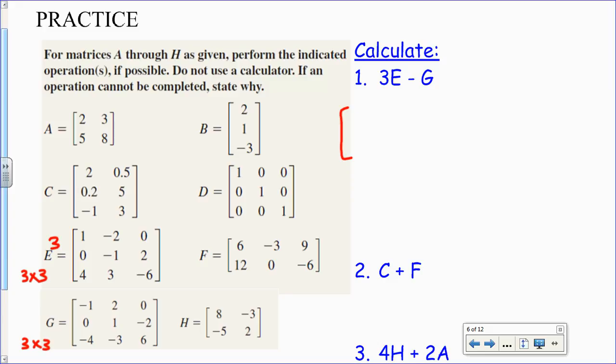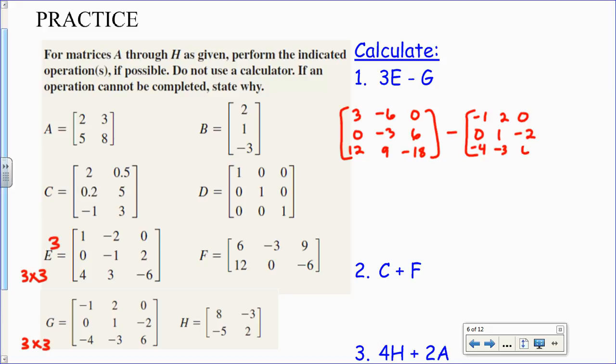So 3 times 1 is 3. Negative 6, 0. 0. Negative 3, 6. 12. 9, negative 18. And then I'm subtracting G, so I'm just going to copy G down. 1, 2, 0, 0, 1, negative 2, negative 4, negative 3, 6. And then subtract. So make sure you're subtracting each entry. You're starting with the 3E.